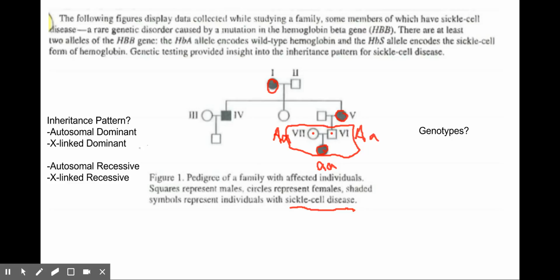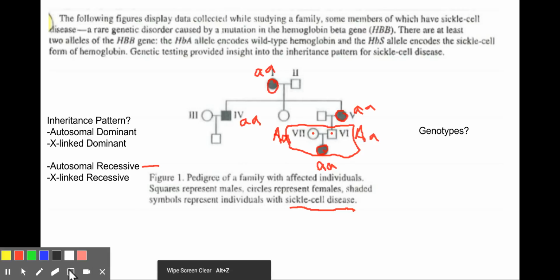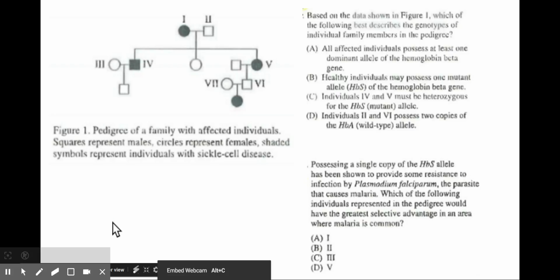So as far as this goes, what is the inheritance pattern? It is autosomal recessive. And we already can pick out some genotypes here. If they have it, they have to be all of these that have it are little a, little a. All right, so let's go and check out the questions. So again, this is the same sickle cell pedigree, and these are the questions here.